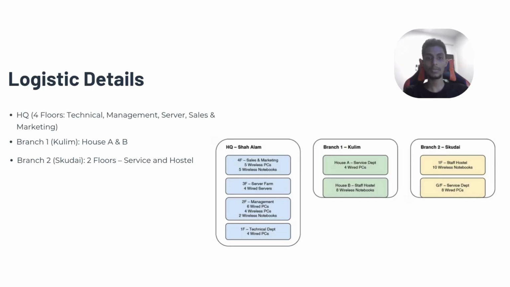Assalamu alaikum everyone, my name is Hussein and today I'm going to explain the two diagrams, the logistic diagram and the network topology diagram. So for the first one, the logistic diagram, we have three locations: HQ in Shalom, branch 1 in Kolim and branch 2 in Skudai. Each one is divided by floors or buildings. For example, at HQ the second floor is for management and so on. We also listed how many wired and wireless devices are on each floor and gave each one a separate subnet based on its needs. Branch 1 and branch 2 are simple, with a service department and staff hostel at each.